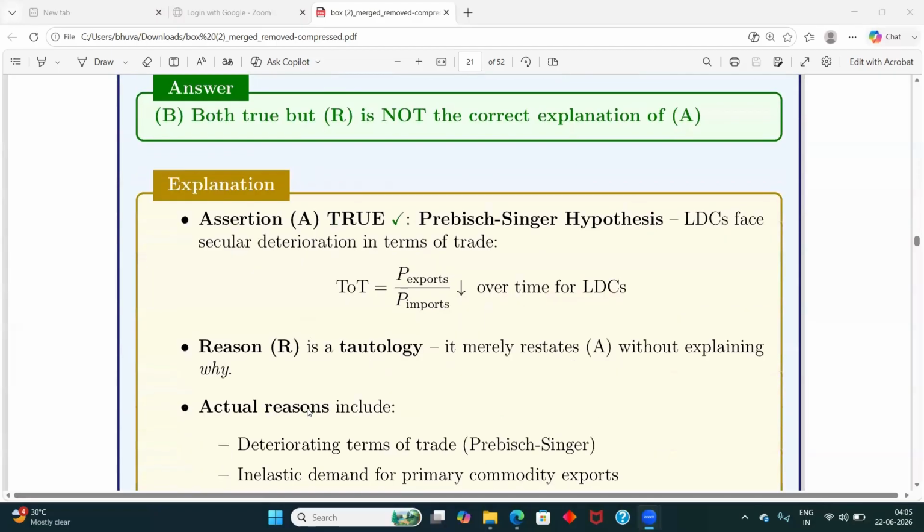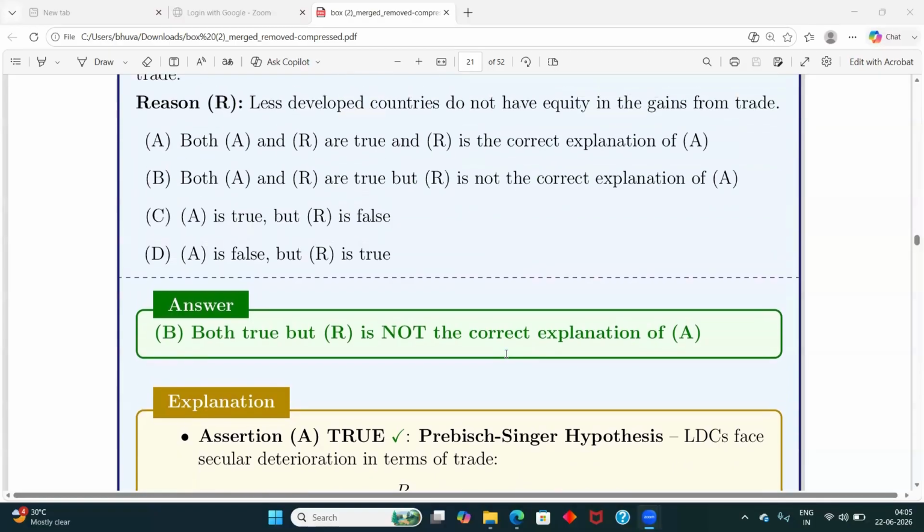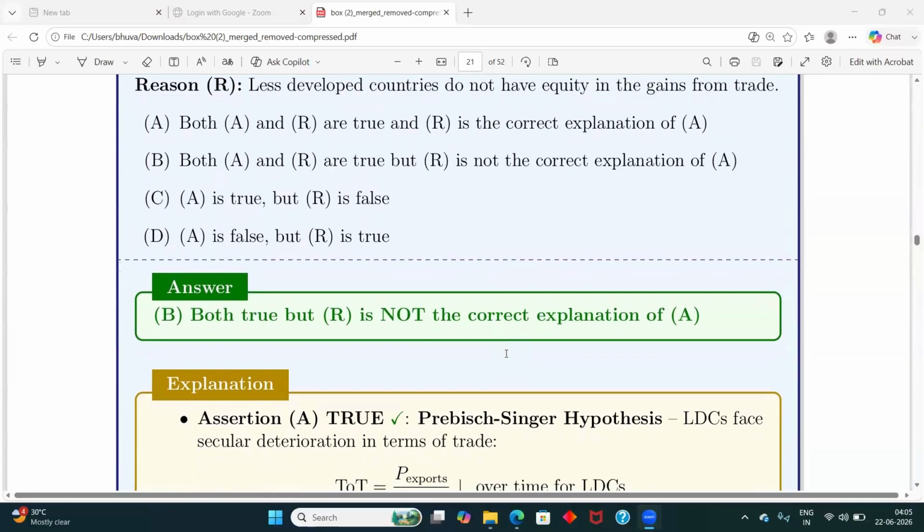So let's see the explanation. Assertion is true. Three, the Singer hypothesis: less developed countries face secular deterioration in terms of trade. Terms of trade is equal to export divided by import prices over time for the LDCs, less developed countries.